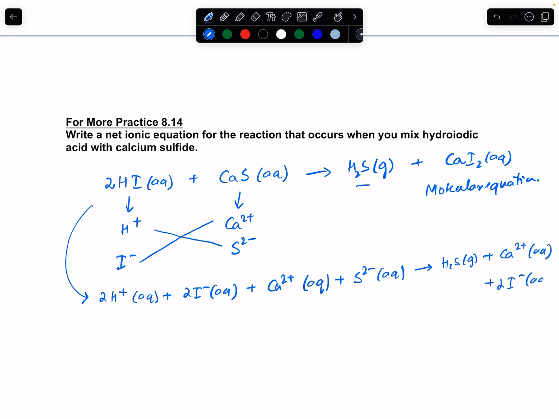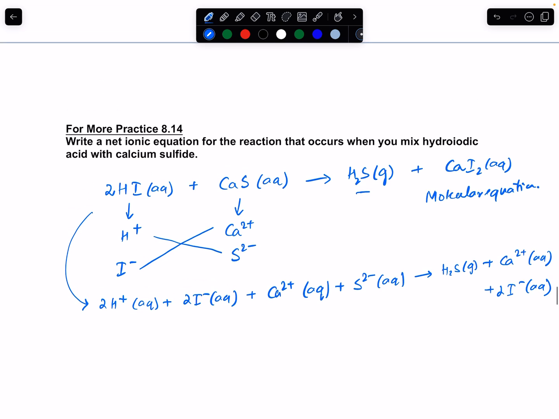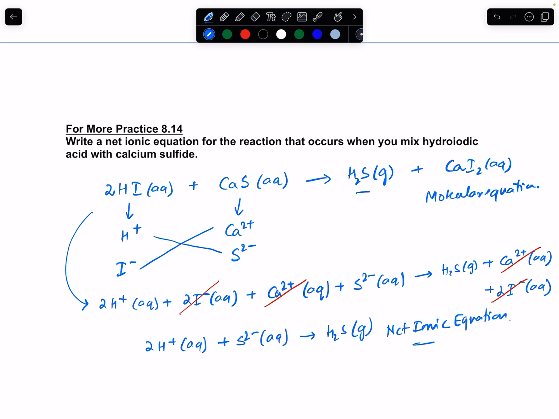2I minus. All right, now let's cancel out the common ions, the spectator ions. We took that out. And we have left 2H plus aqueous plus S2 minus aqueous gives us H2S gas, and that is your net ionic equation. Okay, I hope that made sense.